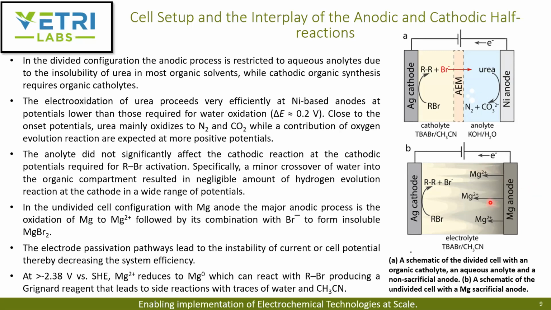In this case, magnesium 2 plus can be reduced to magnesium, which can further react with RBR to produce a Grignard reagent that can lead to side reactions if you have any traces of water, or it can even react with acetonitrile. So when you're operating an undivided cell, you have a voltage restriction: you cannot operate it at a voltage higher than minus 2.38 volts.